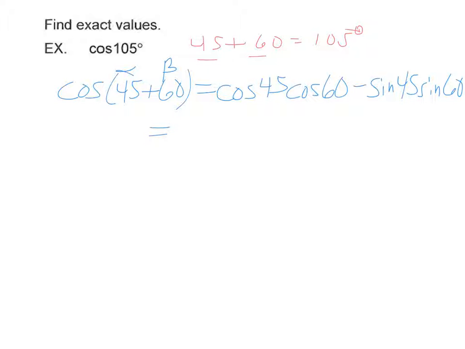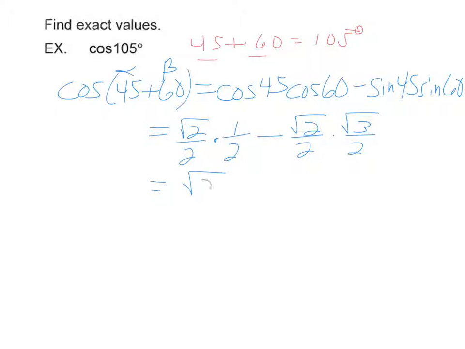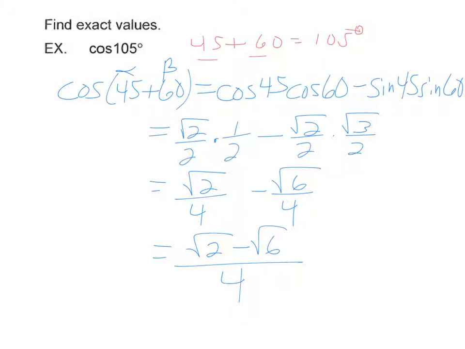So the cosine of 45 is square root of 2 over 2. The cosine of 60 is 1/2, and then there's a minus. The sine of 45 is square root of 2 over 2, and the sine of 60 is square root of 3 over 2. Now with the fractions, you multiply tops and multiply bottoms. That would be square root of 2 over 4 minus square root of 6 over 4, and then you can just put it all together in one big fraction, square root of 2 minus square root of 6 all over 4.